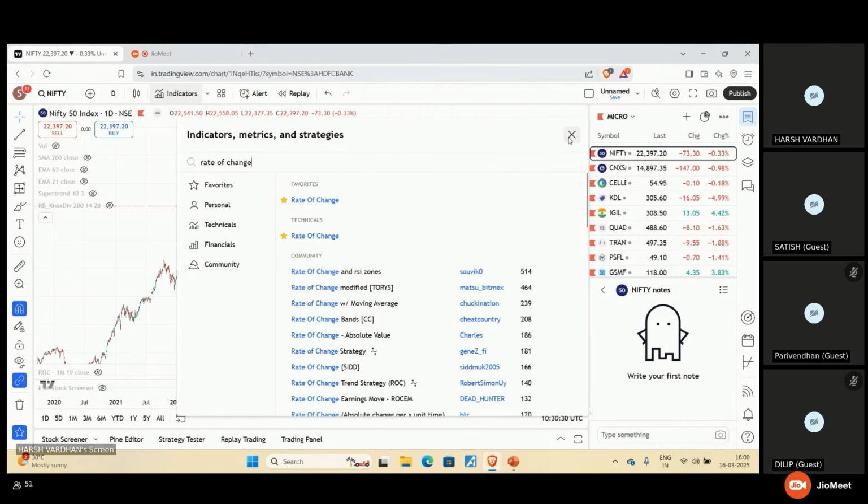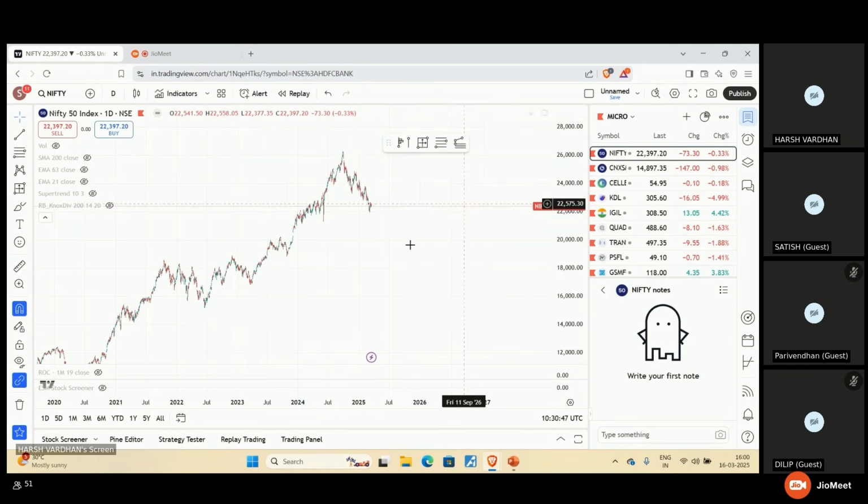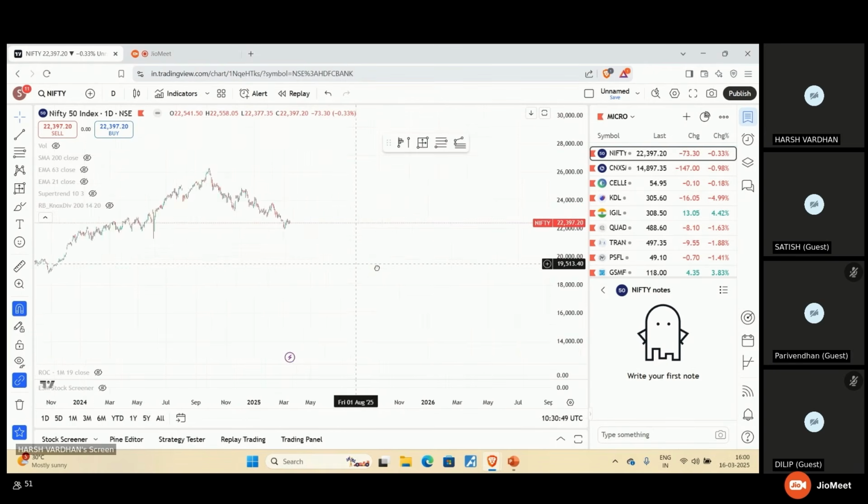Okay, but I think rate of change is not a paid indicator. Maybe you have applied some additional indicators, and I think in the paid version you can only use two indicators at a time. In the free version, I mean. Okay, these doubts I think we can clarify later as well.